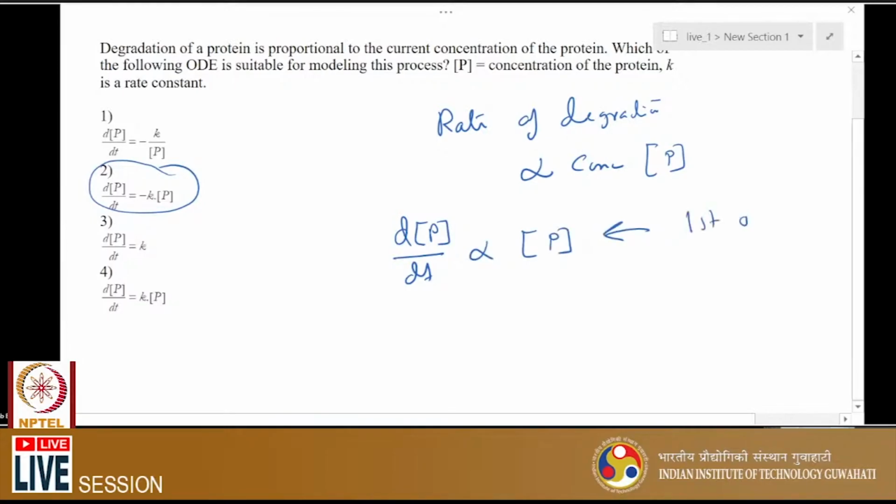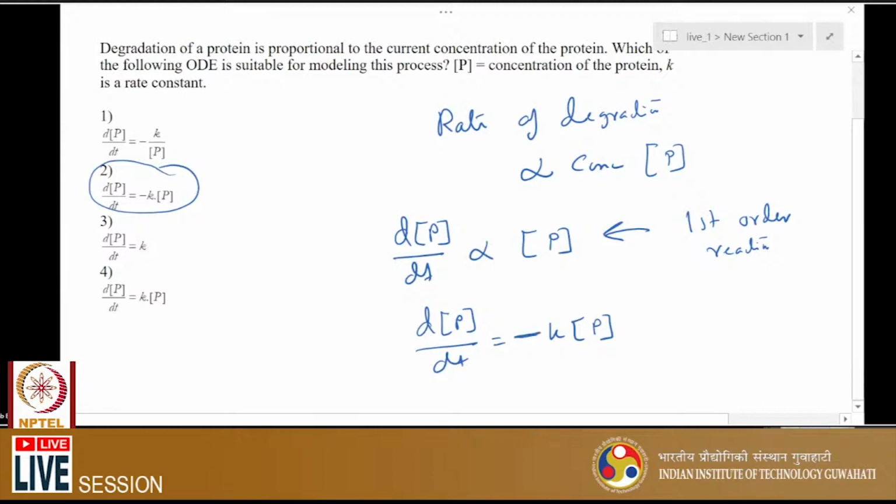Remember, first order. I am borrowing from chemistry, right? Chemical kinetics, first order reaction. If it had been second order, then it would be P squared or P into Q, something like that. And to remove this proportional symbol, if I want to replace it with an equal to sign, I have to put a constant term. So that constant term will be K. But be careful, I have to put a minus sign, right?